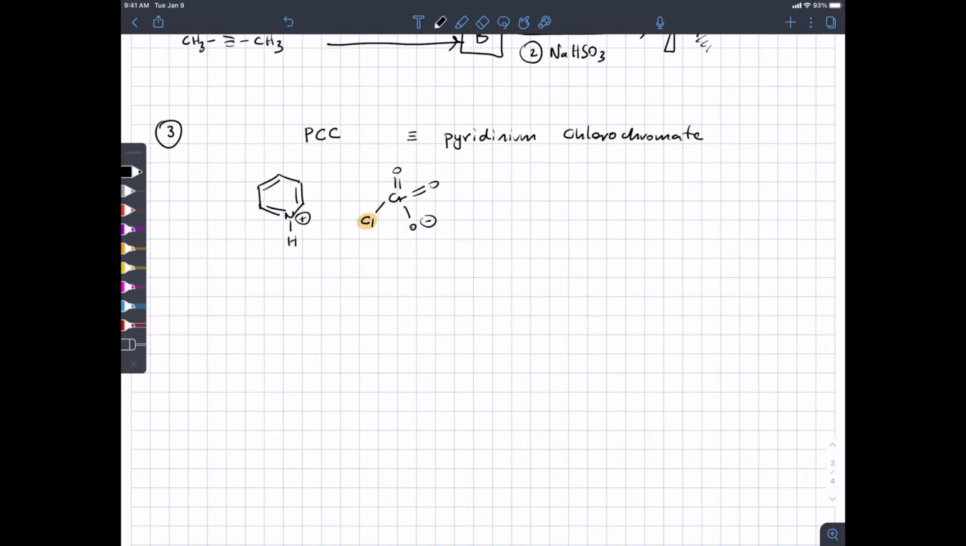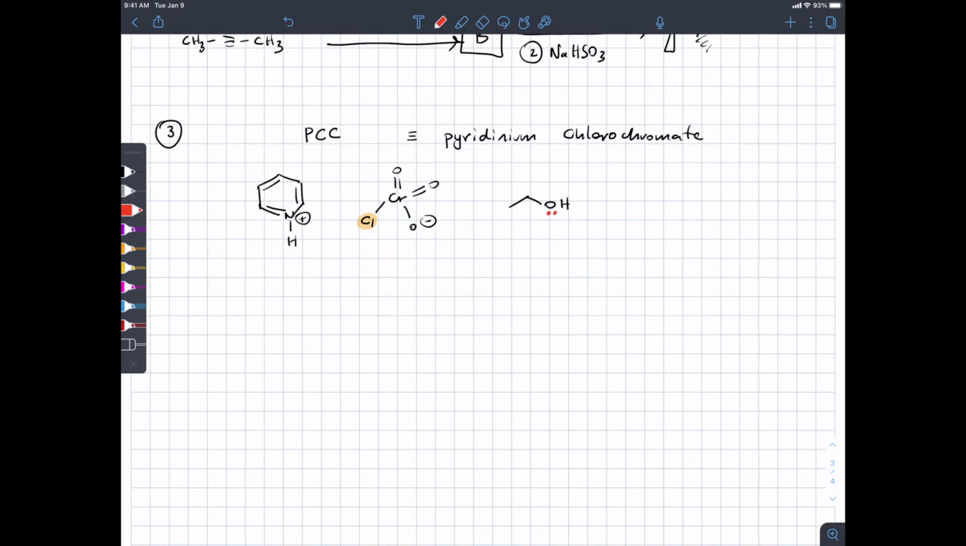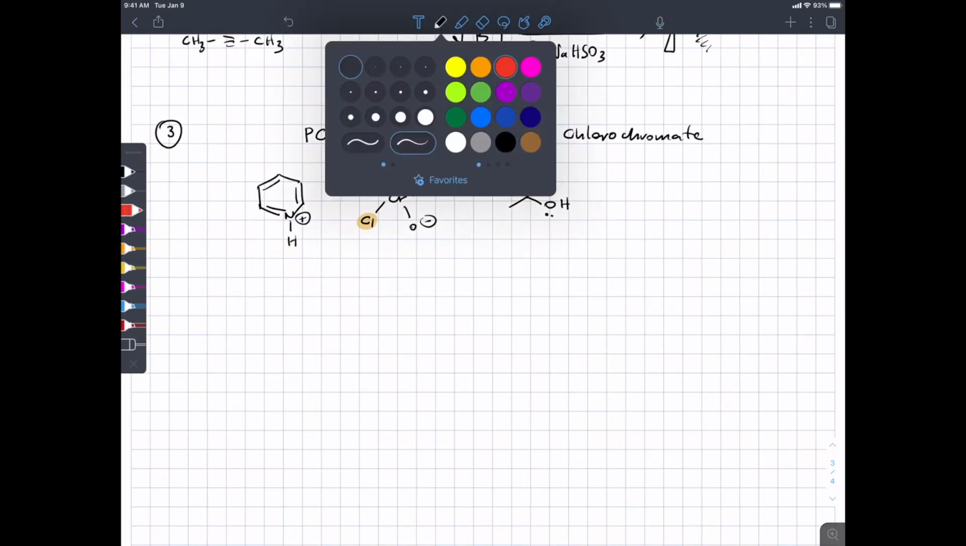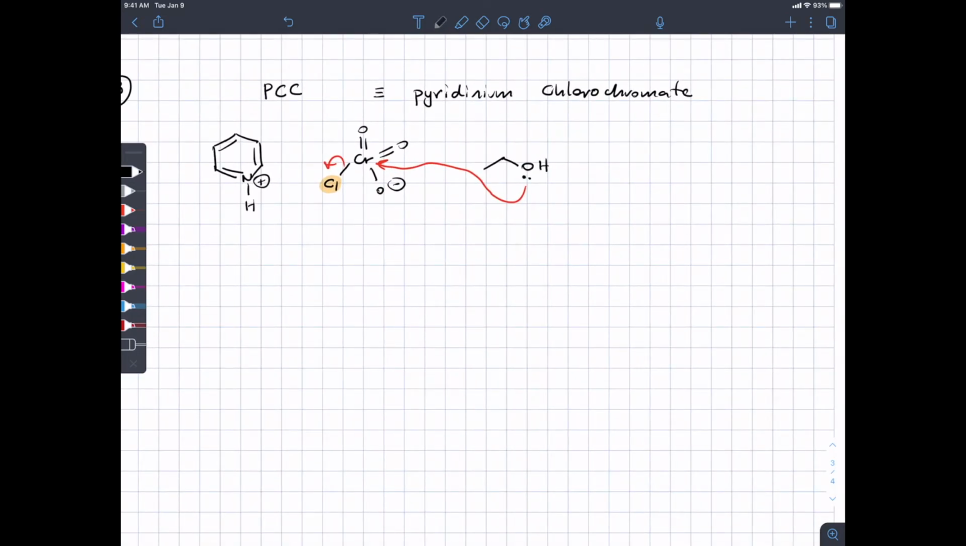And what will happen in the presence of this reagent, the alcohol oxygen will attack chromium. Oops, I did exactly the wrong colors. The alcohol oxygen will attack chromium and chloro leaves. So this is kind of like what we saw in chapter 9 with the SOCl2 reaction. This gives you the following intermediate.